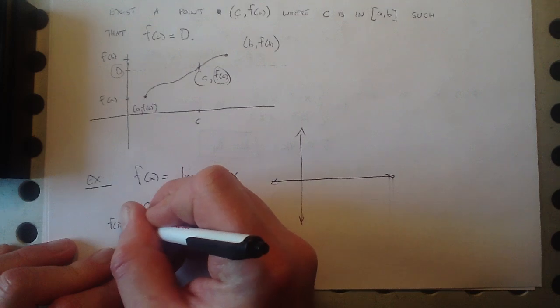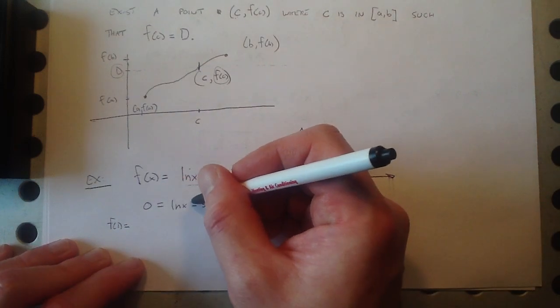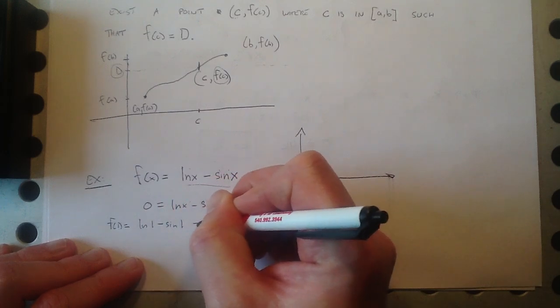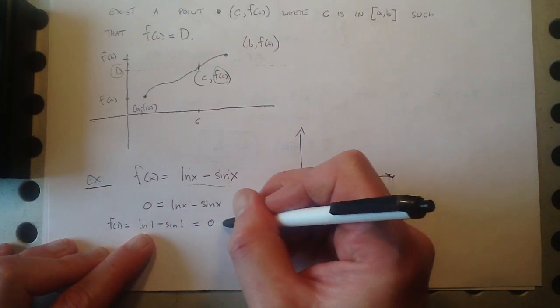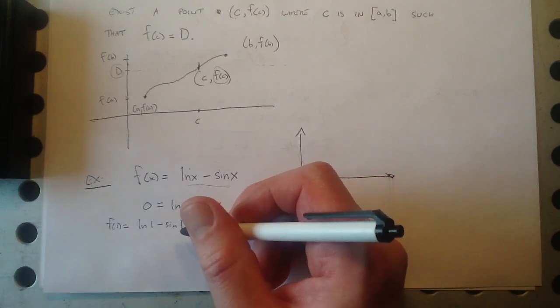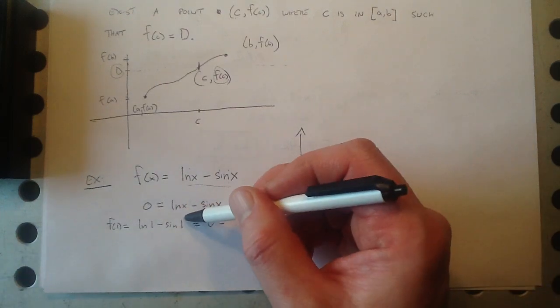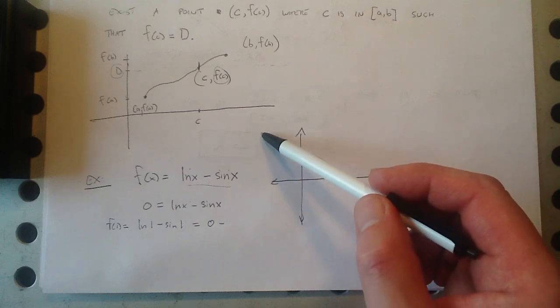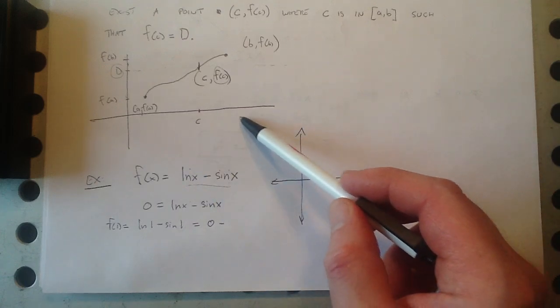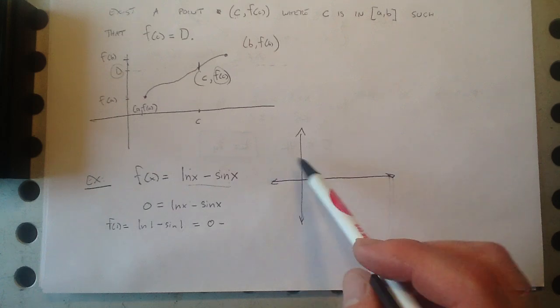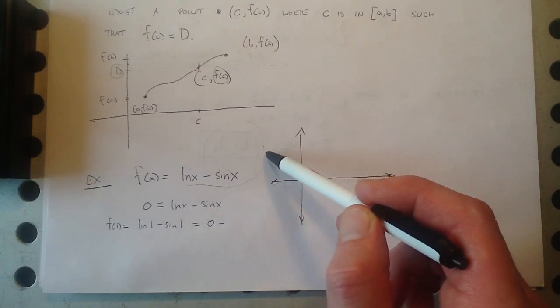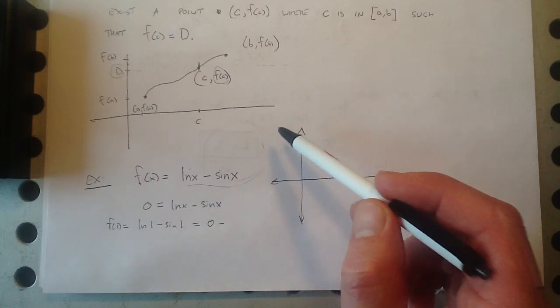What's f of 1? Natural log of 1 minus the sine of 1. Natural log of 1 is 0. And I don't know how familiar you are with radians, but what's 1 radian? What the heck is a radian anyway? Well, radian measure is just like measuring the circumference. Instead of measuring an angle, like say 90 degrees, it's measuring that same angle by how much of the circumference of the unit circle you've gone around.